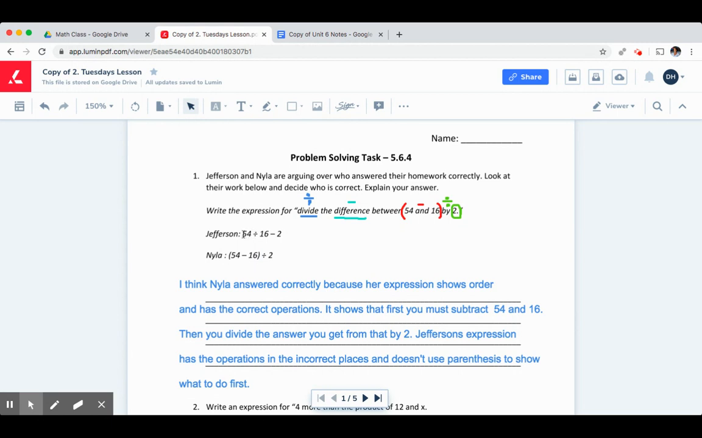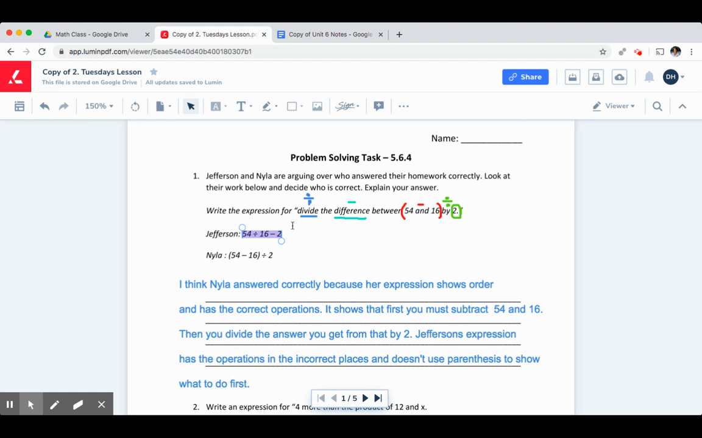Jefferson's expression does not do that. Jefferson did not use parentheses, so if somebody was reading Jefferson's expression, they wouldn't know where to start and they wouldn't know what to do first. They don't know if they're going to do 54 divided by 16 or 54 divided by the difference of 16 and 2. So by not using parentheses, Jefferson left the reader very confused on what to do and how to solve this expression.